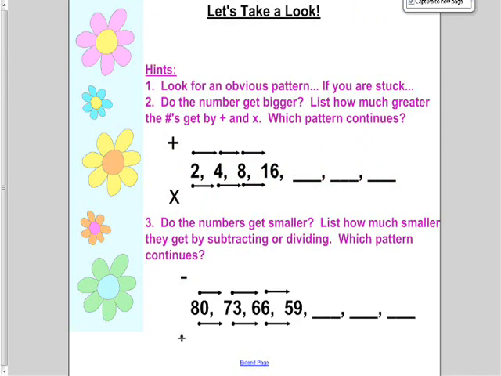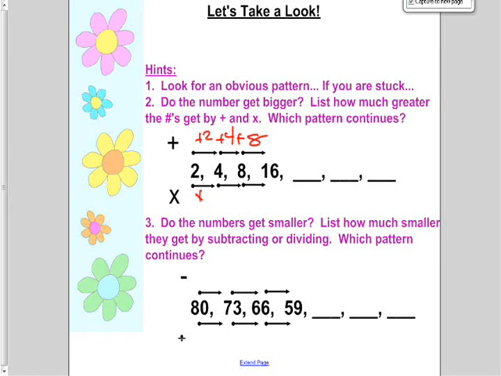All right, so just some hints for you that you probably got from the last video if you watched that as well. Look for an obvious pattern. If you're stuck, think about, do the numbers get bigger or smaller? List how much greater the numbers get by adding and multiplying so that you can try both and see what works. If we try addition here, we see it's plus 2, plus 4, plus 8. I don't see much of a pattern there.